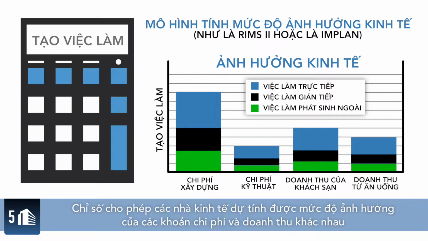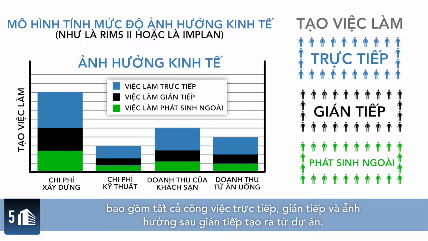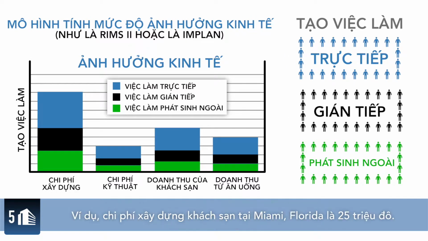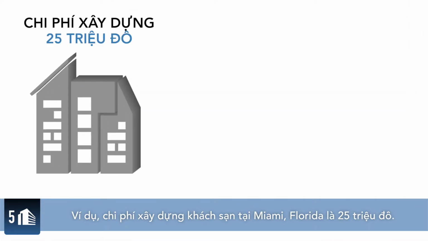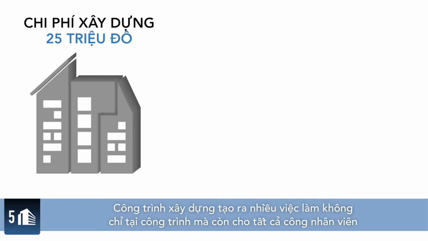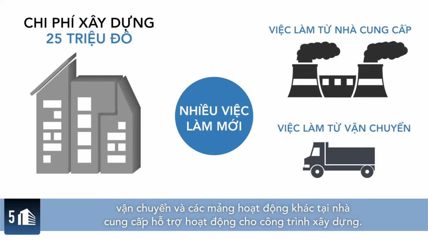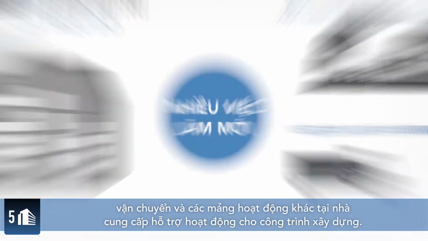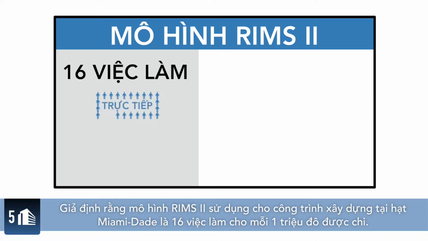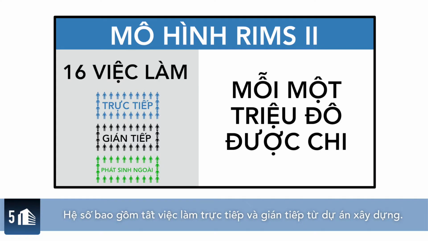Multipliers allow for an economist to estimate the full impact of certain expenditures and revenues by including all direct, indirect, and induced jobs that occur due to the project. For example, imagine a hotel project in Miami, Florida, in which the total hard construction cost is $25 million. The construction will create many jobs, not just for the workers on site, but also for all of the workers in the suppliers, transportation, and various other capacities that make the construction on the project site possible. Assume the RIMS-2 multiplier for hard construction spend in Miami-Dade County is 16 jobs for every $1 million spent. This multiplier includes all direct and indirect jobs from the construction of the project.